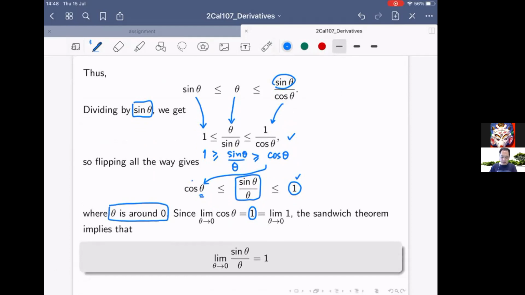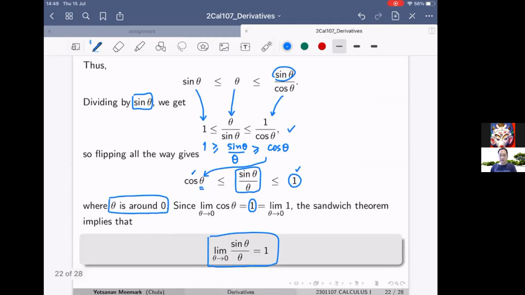So if the limit on the left end and the right end are equal as your theta goes to 0, it means that the limit of sine theta over theta as your theta goes to 0 will be 1. Okay, so this is the limit concerning a trigonometric function, and this limit will be helpful when you want to find the derivative of a sine and a cosine. So keep this in mind first, that sine theta over theta, as your theta goes to 0, will go close to 1.